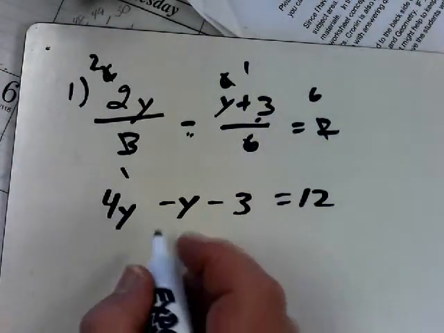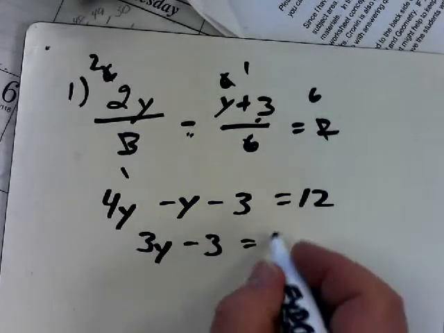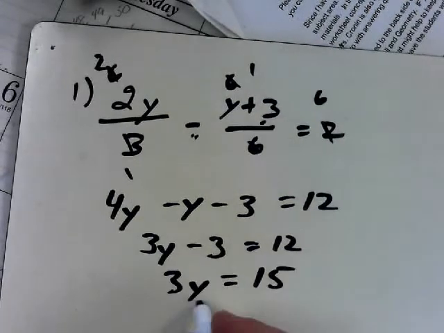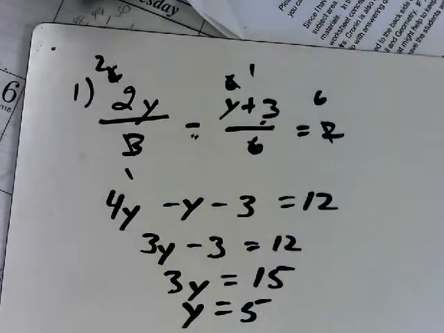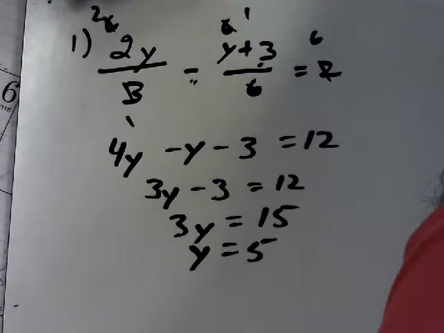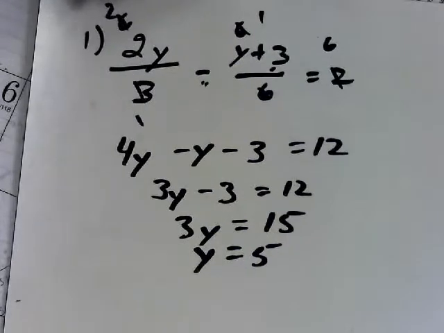So 4y minus y is 3y minus 3 equals 12. 3y equals 15, y equals 5. I believe that is the answer that I gave you. So if you don't have that as your work, you better be copying it down and get your work correct. Okay?